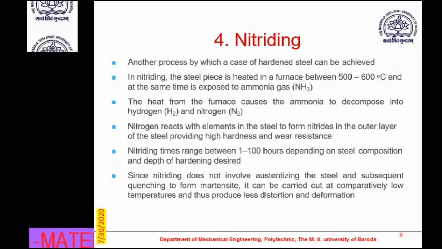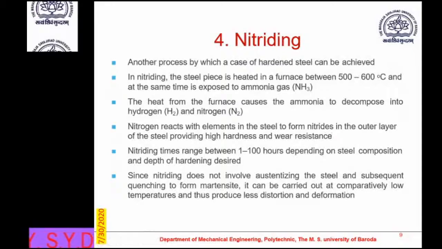A nitriding steel part or piece is heated in furnace up to 500 to 600 degrees centigrade, and at the same time it is exposed to ammonia gas. The heat from the furnace causes the ammonia to decompose into hydrogen and nitrogen. Nitrogen reacts with the elements in the steel to form nitrides.